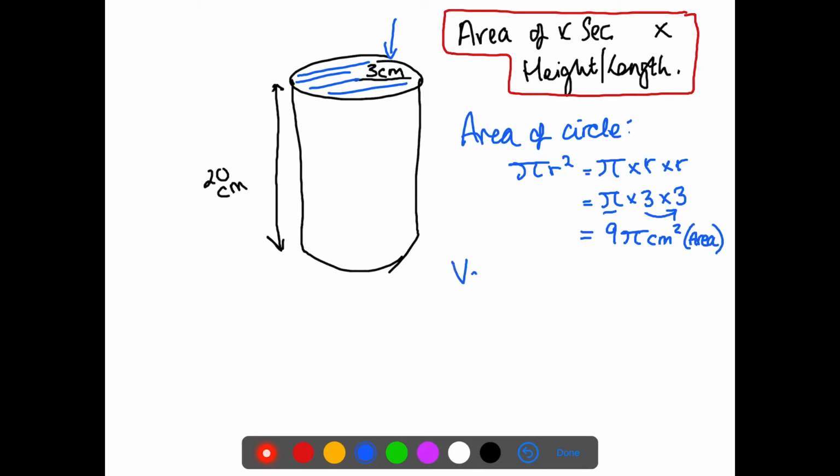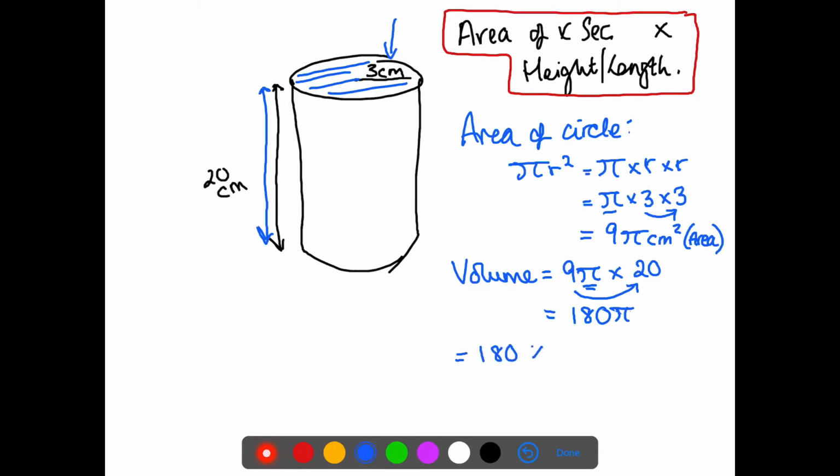Okay. Then, to work out the volume, I need to take the area of my cross section, which is 9 pi, and I need to times it by the height or the length, which is 20. Now, I can do 9 times 20, so 9 times 2 is 18, so 9 times 20 must be 180, and because I've got this pi, I need to put the pi on the end. So it's 180 pi.